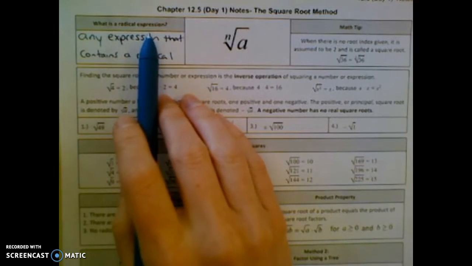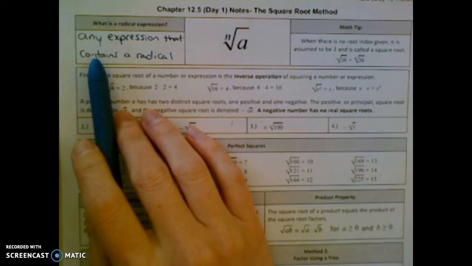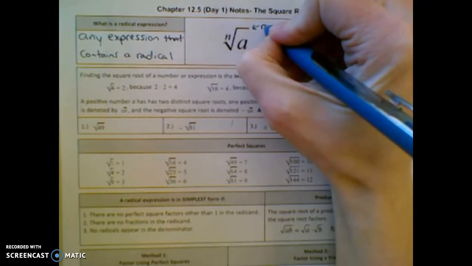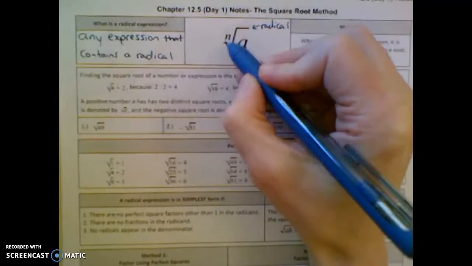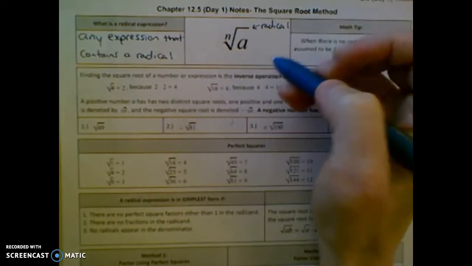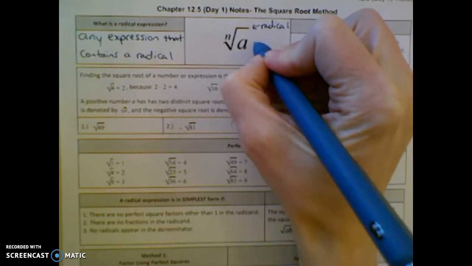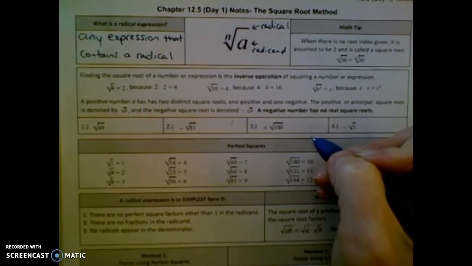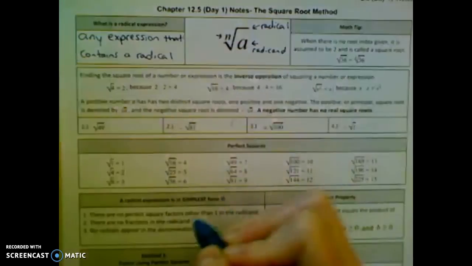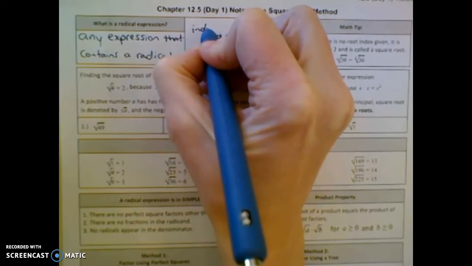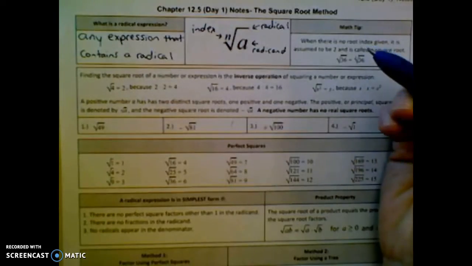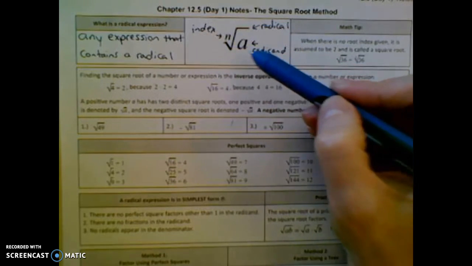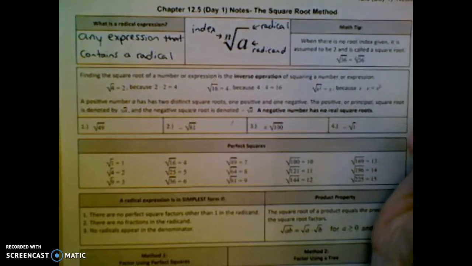So firstly, what is a radical expression? Well, a radical expression is any expression that contains a radical. A radical is this symbol right here. It looks like a house, kind of. Anything inside under the radical is called the radicand. And this little number on the outside is called the index. So every radical has 3 parts. It's got the index, the radical, that symbol, and then anything inside is called the radicand.